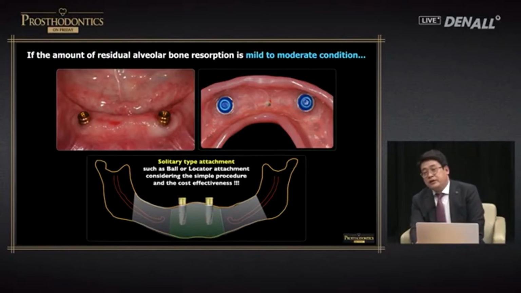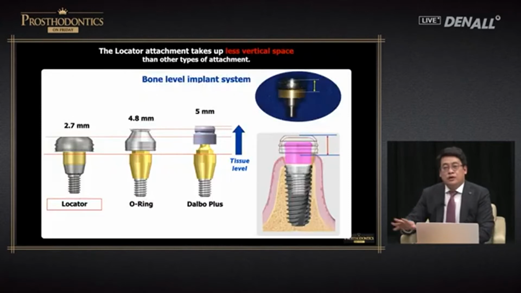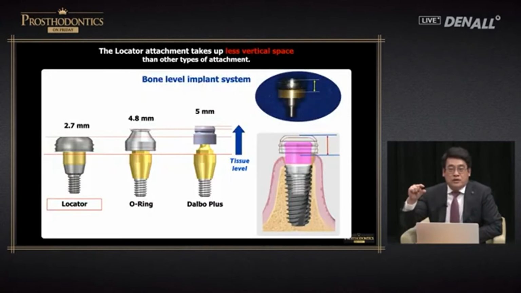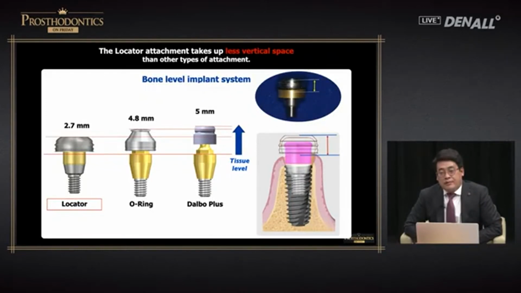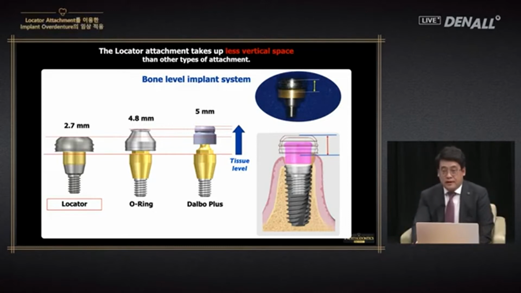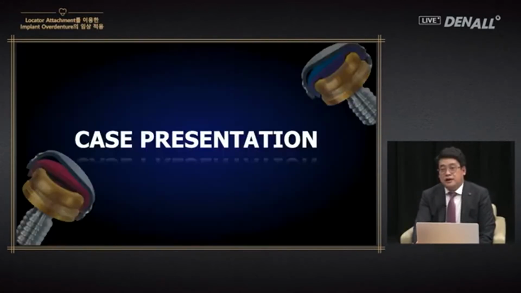Fortunately, for the locator attachment that will be addressed today, compared with other types of attachment, the vertical space necessary is comparatively small. Therefore, even if there is only a limited amount of ridge, when we make a denture, we can prevent the denture-base resin from becoming too thin or interfering with other artificial teeth. I've talked about the theory in brief, and let's look at the case to review the process.